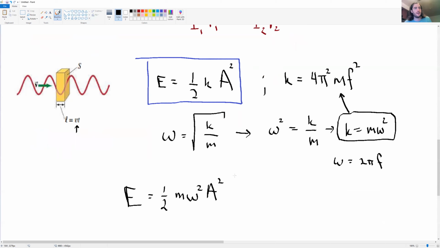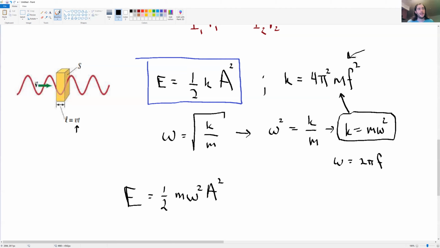And this m omega squared piece is not included in the book. They do everything with this more complicated expression. But the analysis is exactly the same if you just replace the m omega squared with 4 pi squared m f squared. Okay.